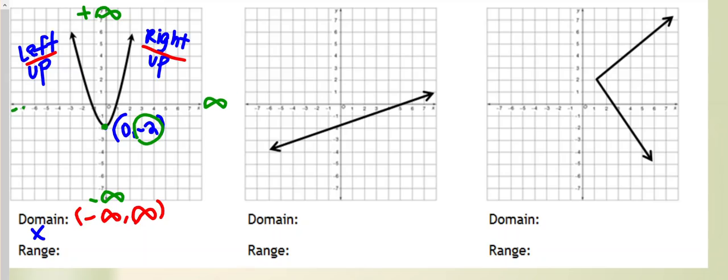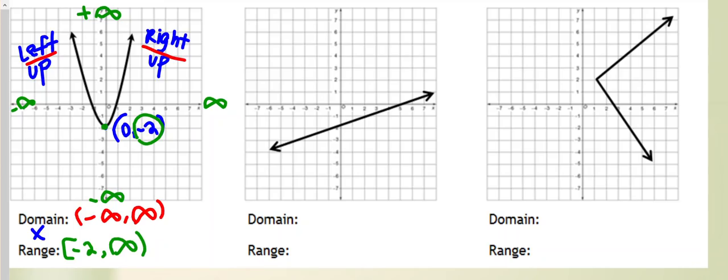So because I read this from the bottom up, that means my graph starts at -2. Okay, and it includes the point -2, so I'm going to use a bracket, and it continues forever and ever in the positive direction. So that would be to +infinity.